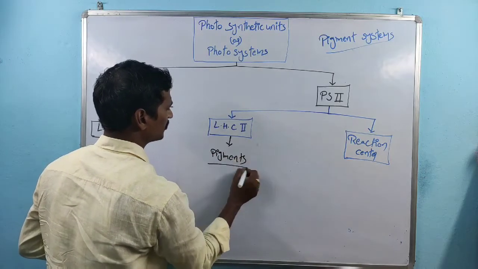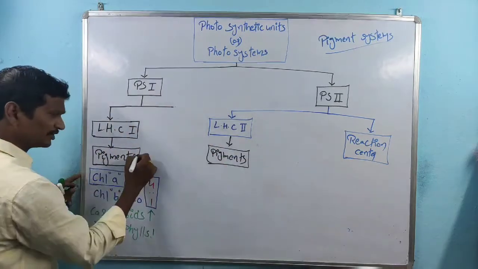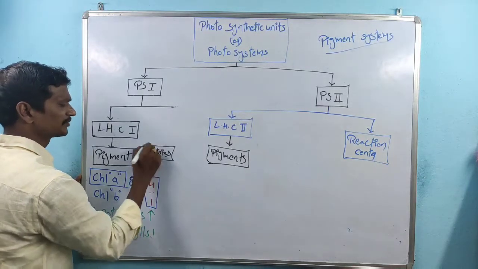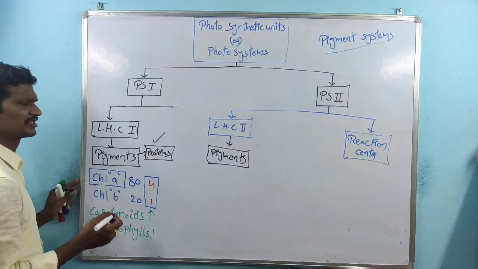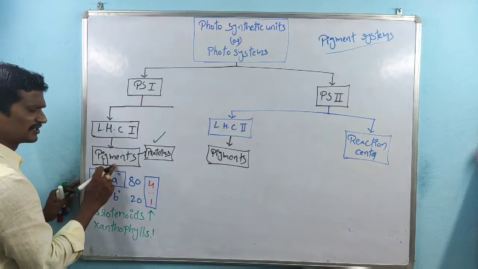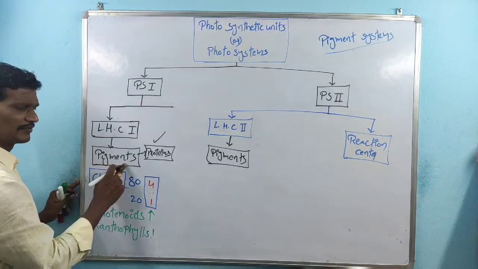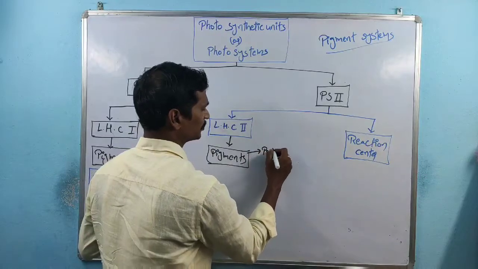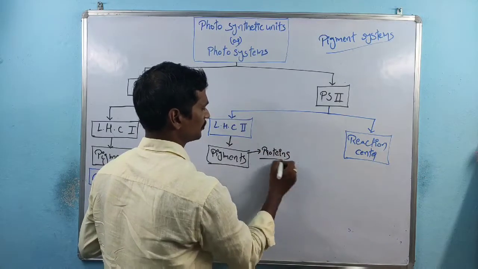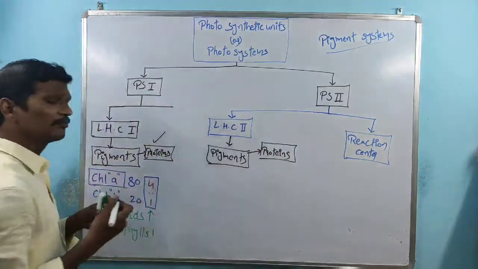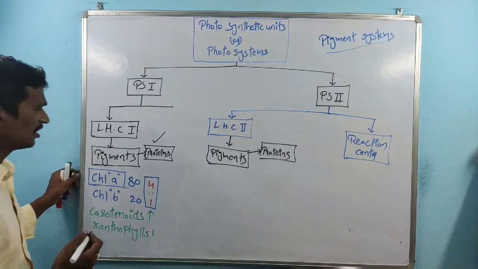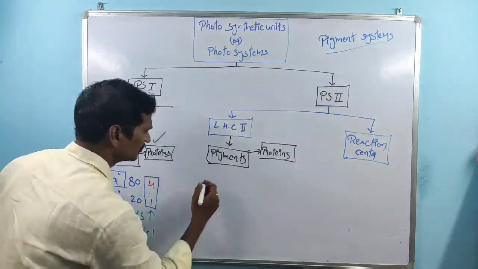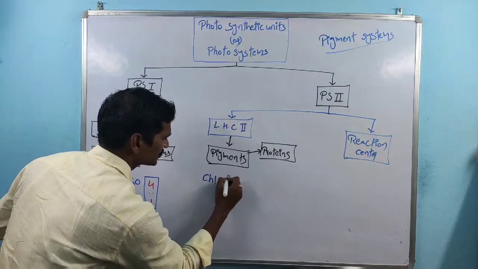Remember, I forgot to tell one important point. Along with these pigments, some proteins are also present in both cases. In LHC1 there are pigments, and along with the pigments, proteins are also present. Here also, proteins are present. In both cases proteins are common, but the composition is altered. Within the pigments, we know there is chlorophyll A present.